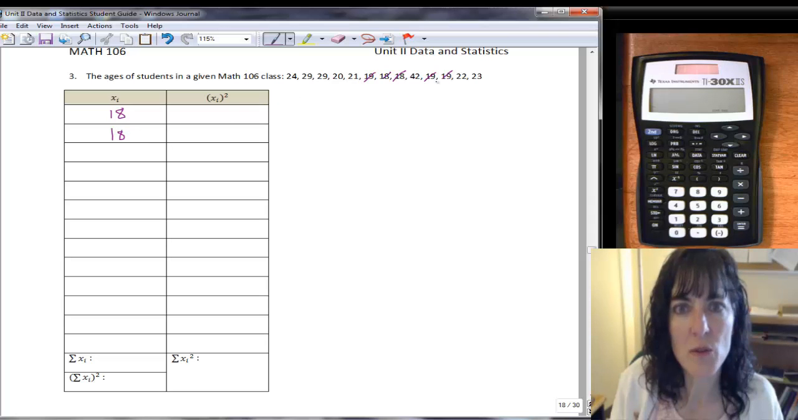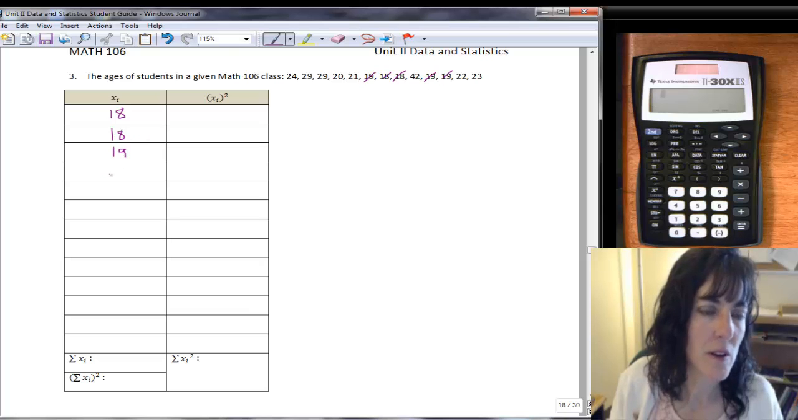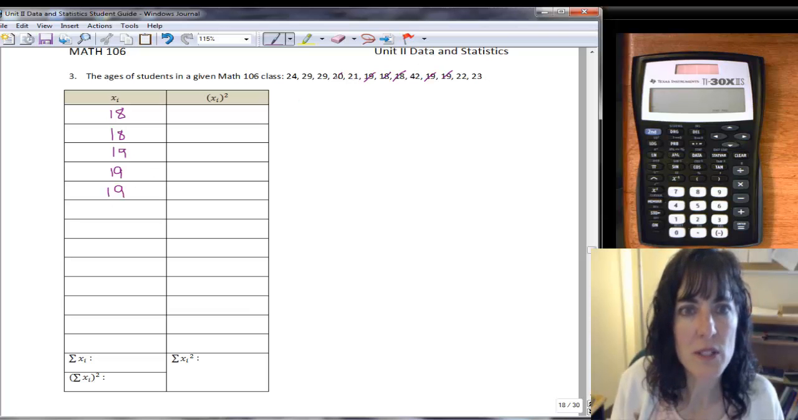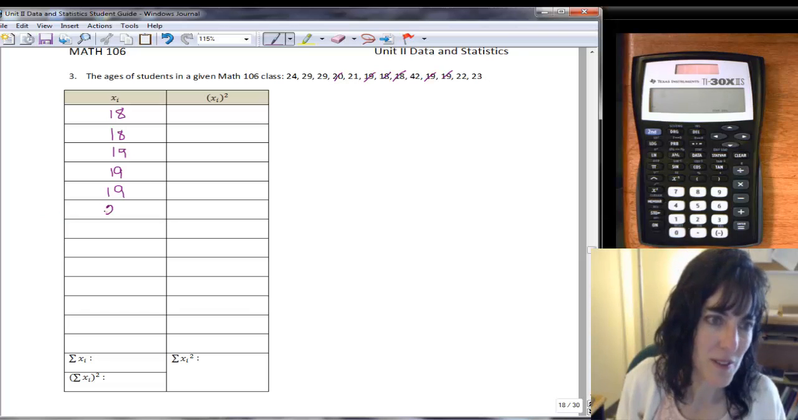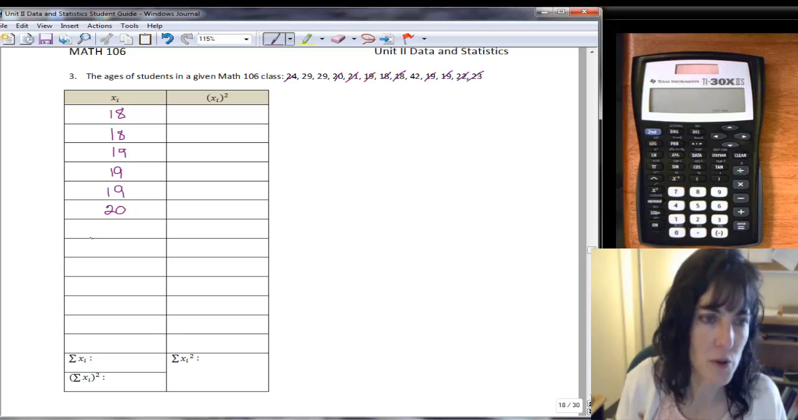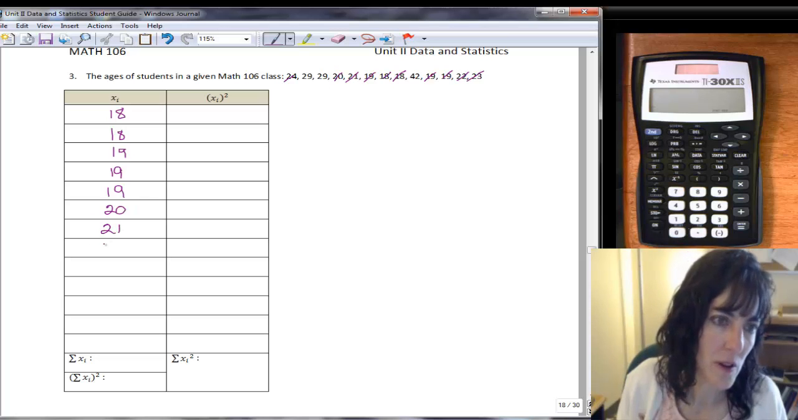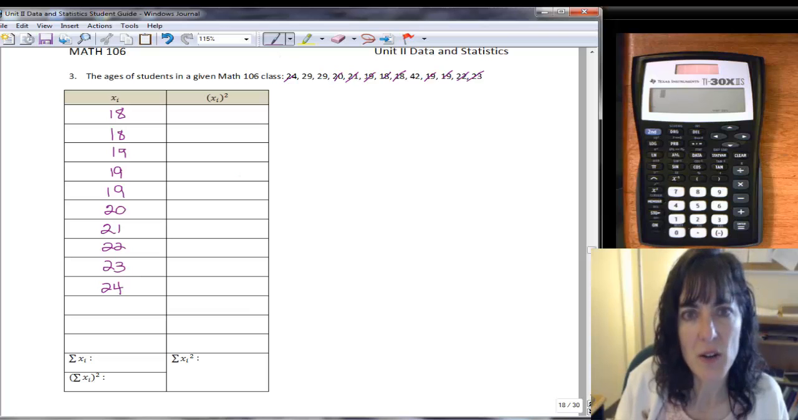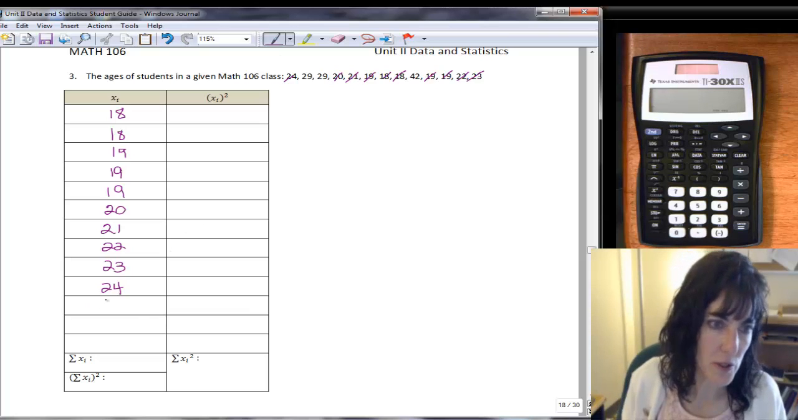There's 1, 2, 3 19-year-olds. 3 of them. And any 20-year-olds, I have a single 20-year-old and a 21, 22, 23, 24, so I'll put those. And then 2 29-year-olds and a 42-year-old.